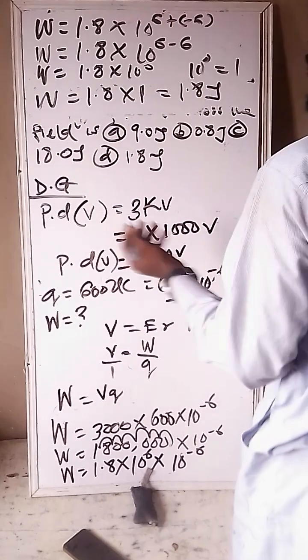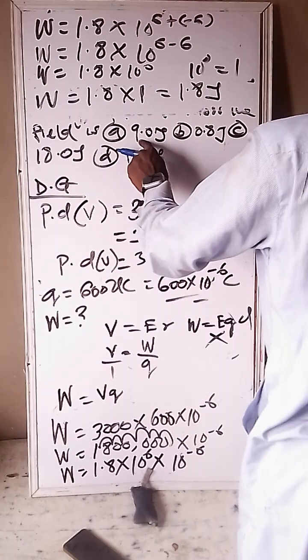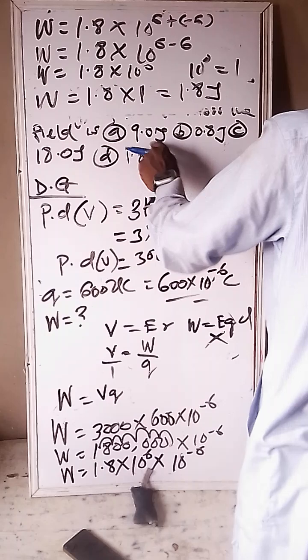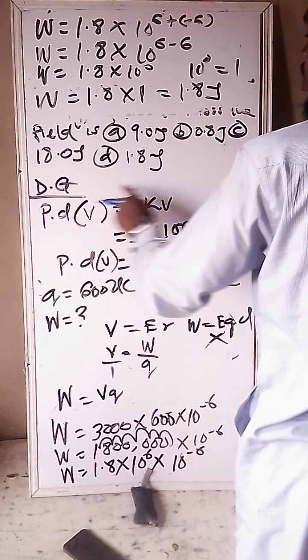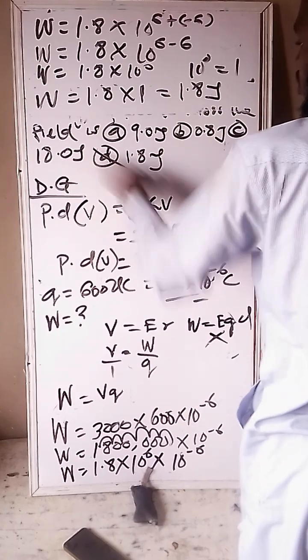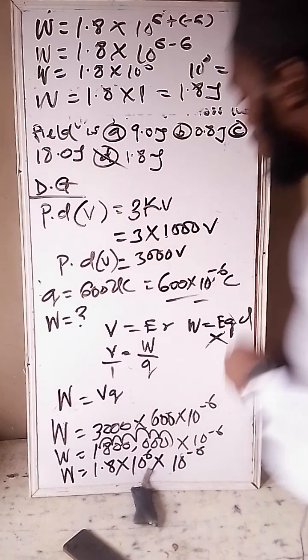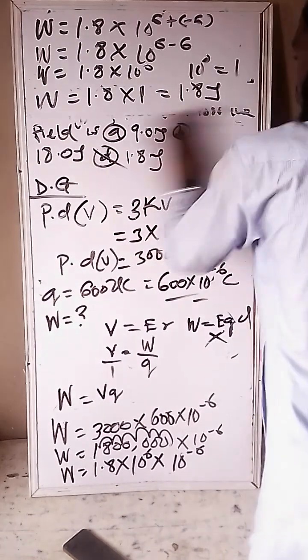So let's go for an option that has 1.8 here. It is not this one. Option A is 9.0. Option B is 0.8 joule. Option C is 18.0 joule. Option D is 1.8 joule. The correct answer is what? D. That is that. Let's see another question.